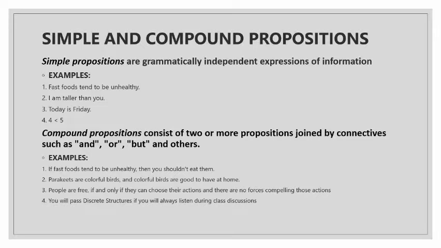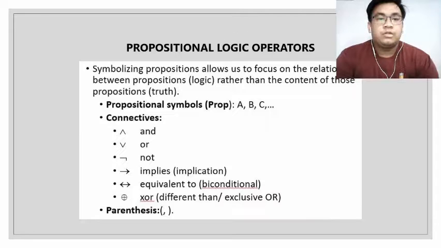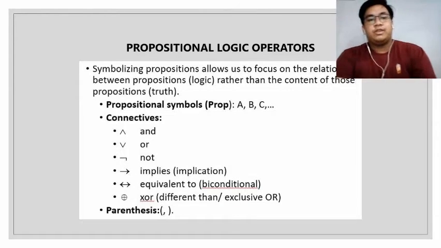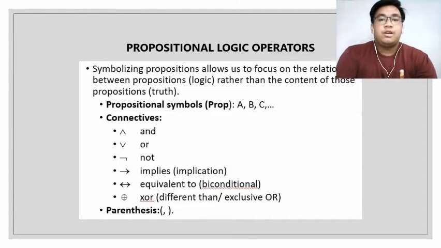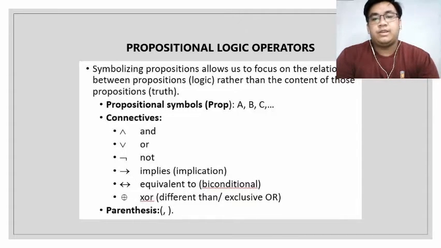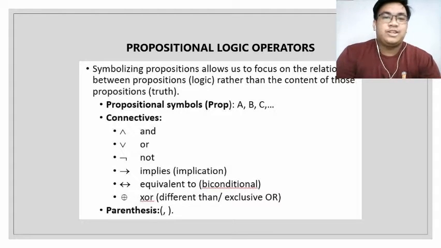So compound propositions consist of two or more propositions joined by connectives such as and, or, but, and others. Propositional logic operators. Symbolizing propositions allows us to focus on the relations between propositions rather than the content of those propositions. Propositional symbols A, B, C, or furthermore, the connectives which are and, or, not, implication, biconditional, exclusive or, and parenthesis. To discuss the truth table itself, I'll give you Jaeron, my friend.